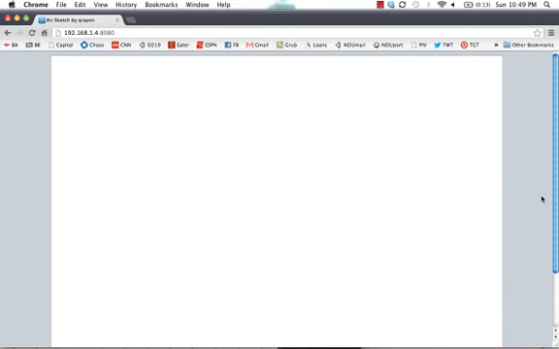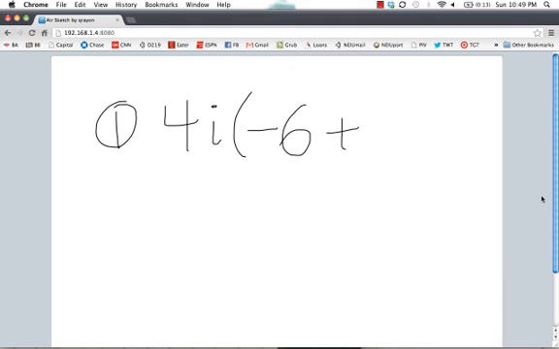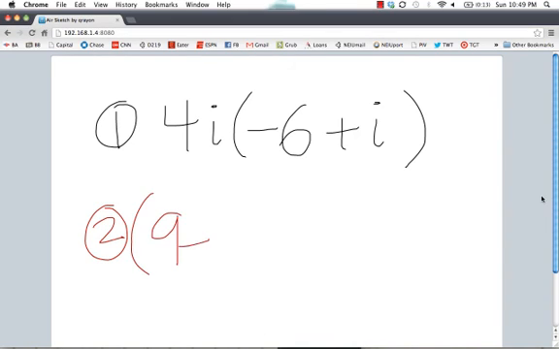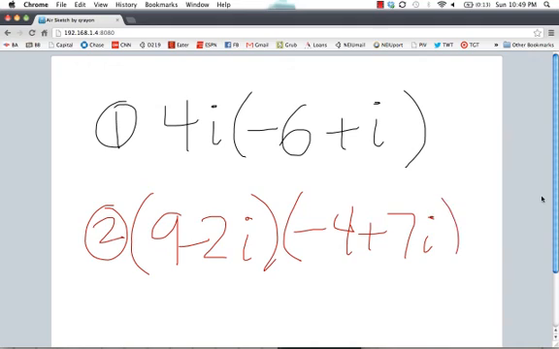Now I'd like for you to consider 2 problems. 1. 4i, negative 6 plus i. How could we write this in standard form? Second problem I'd like you to consider. 9 minus 2i, negative 4 plus 7i. How could we write this in standard form?